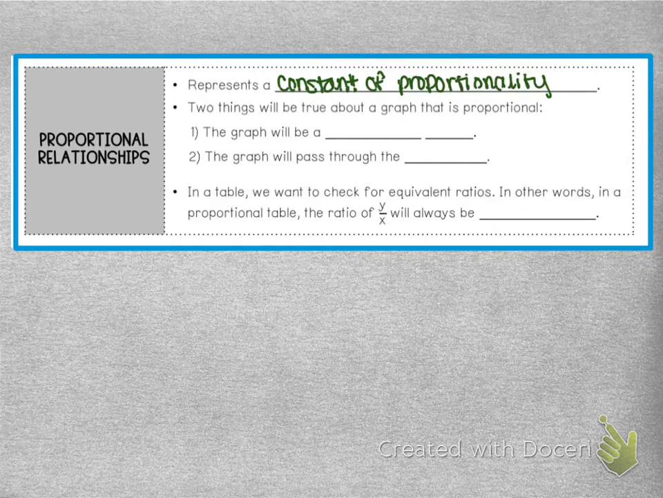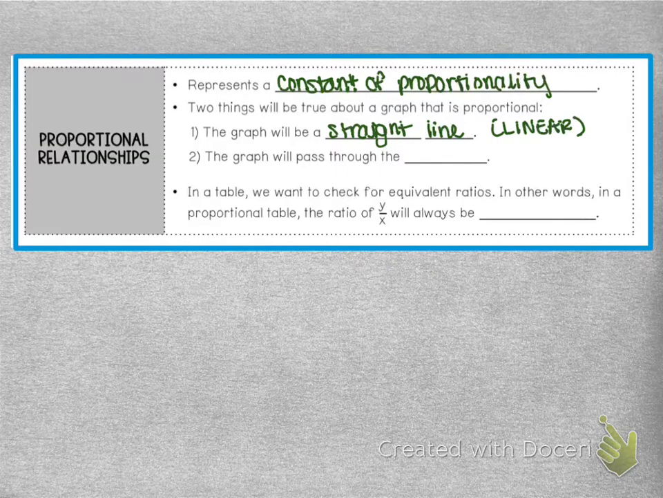Two things will be true about a graph that is proportional, which is what we just learned. The graph will be a straight line, which another word for straight line is linear. And the graph will pass through the origin.